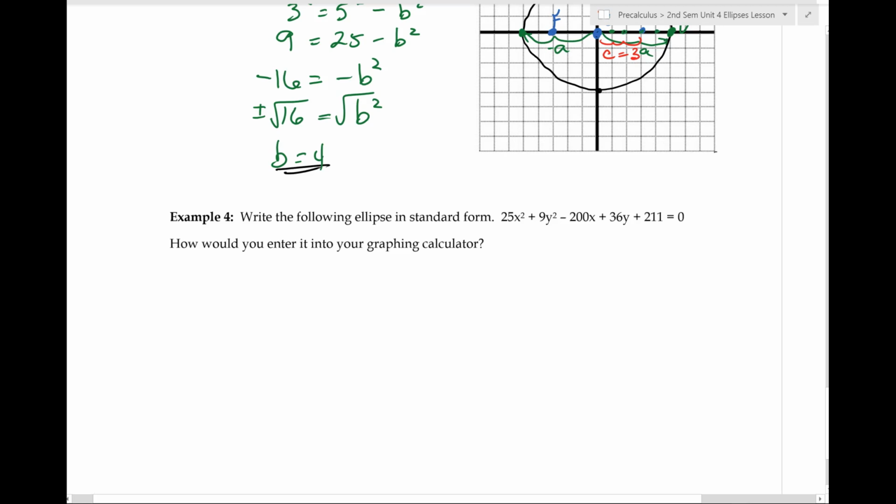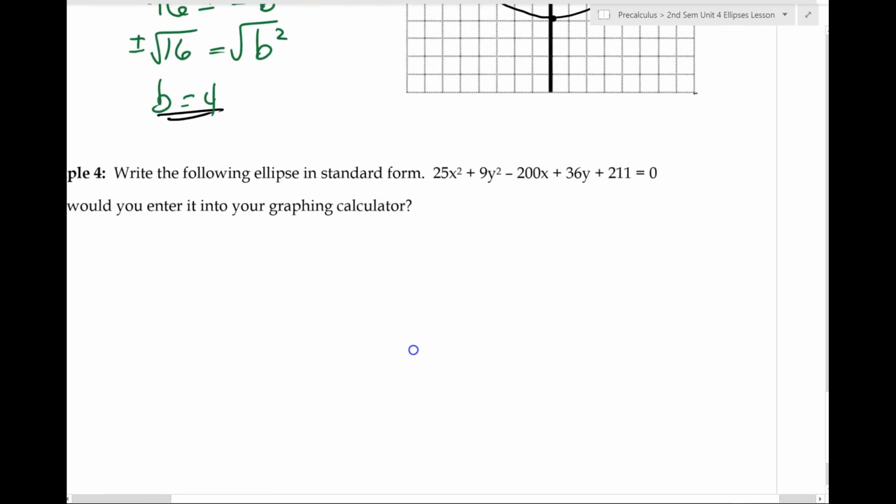So it's really doing the same process, but we have to be a little extra careful about a few things. First things first, you want to be really good about putting your x's together and your y's together. Then, just like we did with completing the square before, we move our constant to the other side. So I'm going to go 25x squared minus 200x plus 9y squared plus 36y is equal to negative 211.